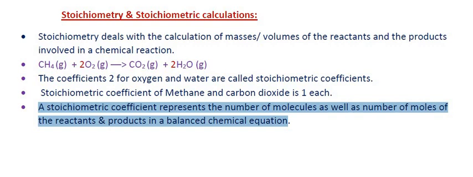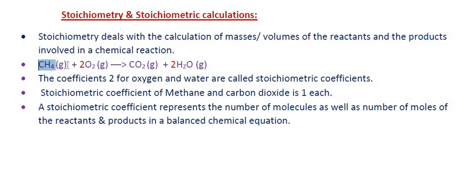In terms of number of molecules, what does it mean? It means that one molecule of methane will react with 2 molecules of oxygen to form 1 molecule of carbon dioxide and 2 molecules of water. But if we talk in terms of number of moles, the same chemical reaction gives the information that 1 mole of methane gas reacts with 2 moles of oxygen gas to form 1 mole of carbon dioxide and 2 moles of water vapor.